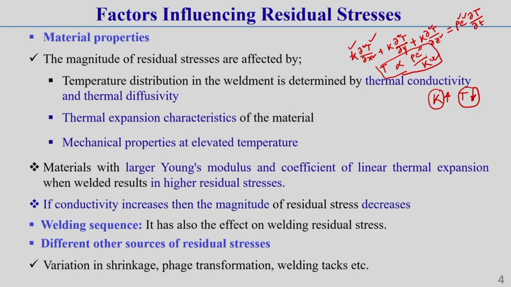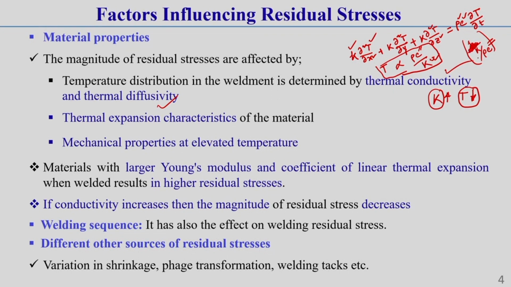So, another parameter is specific heat. Temperature is directly proportional to specific heat. So, the higher the specific heat, the higher the temperature. That means residual stress is more or less proportional to specific heat, and similarly residual stress is inversely proportional to thermal conductivity. You got this idea. So, the temperature distribution in the weldment is determined by thermal conductivity and thermal diffusivity. K by rho C is called thermal diffusivity. This you just keep in mind.